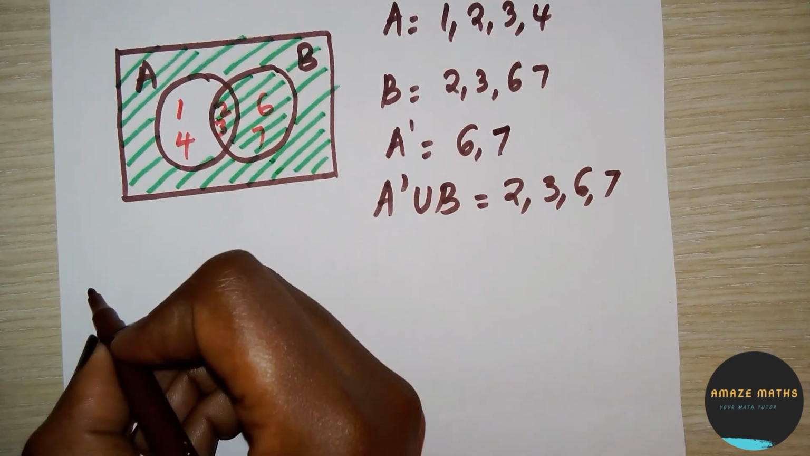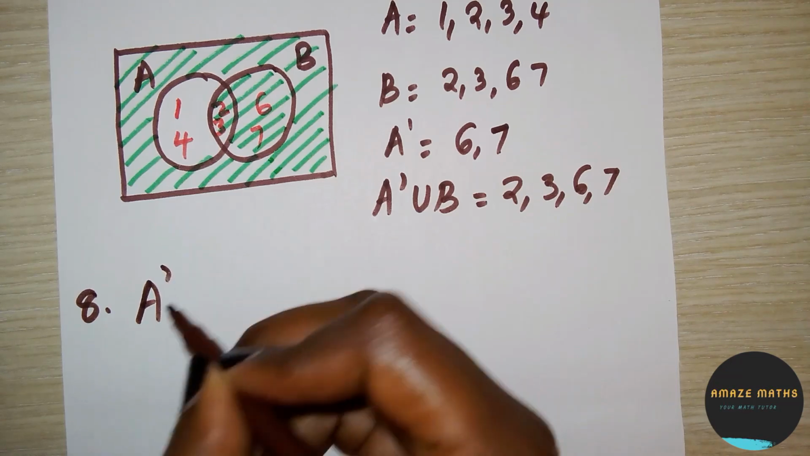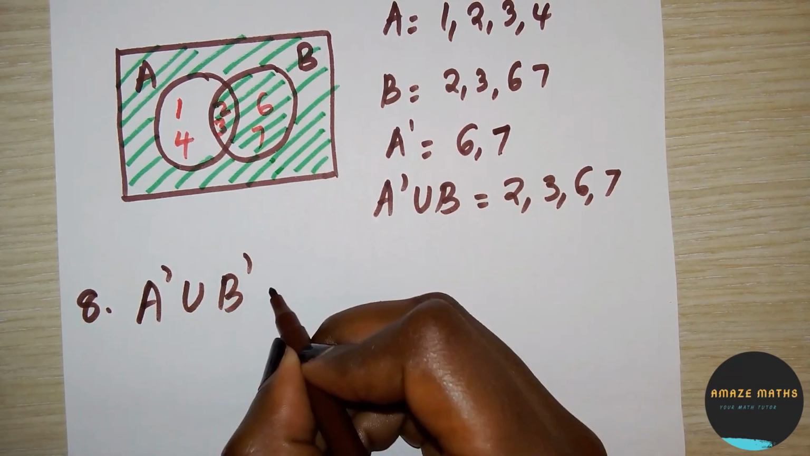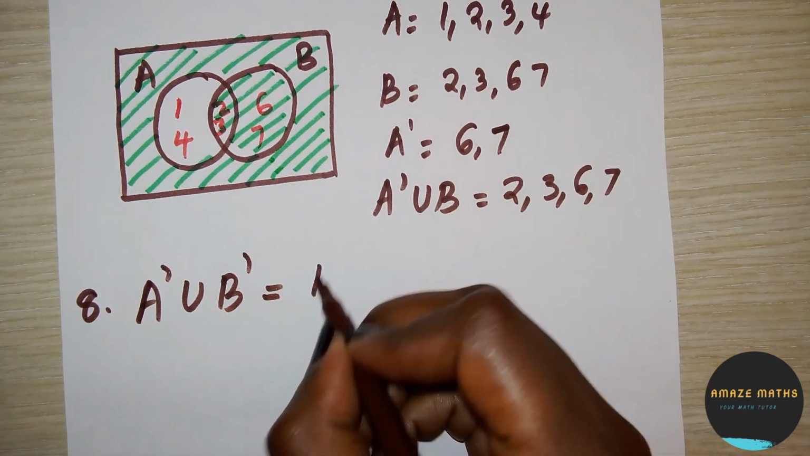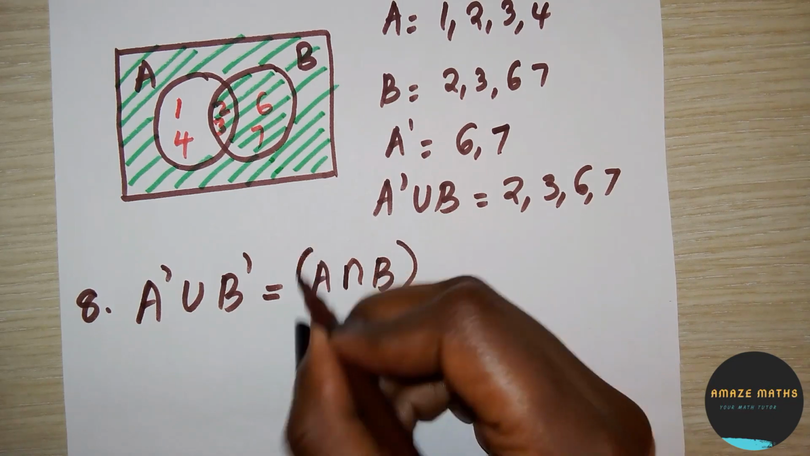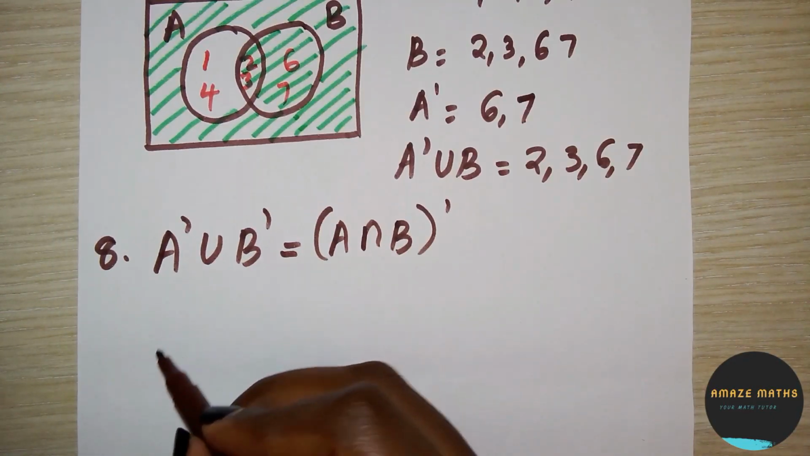Now we go to number 8. Number 8, we have complement of A union complement of B, and this is the same as doing A intersecting with B, but outside of that. It's outside of that region.